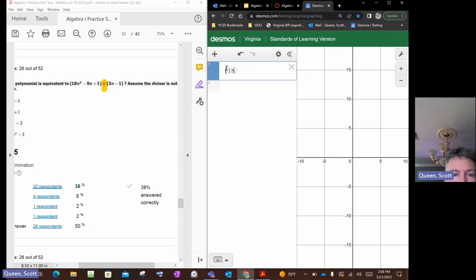All right, so 18n squared, minus 9n plus 1. Let's highlight everything and put it again. 3n minus 1. Okay, no graph. I see a slider. Don't fool with the slider. There's other ways to deal with this, but I'm a big fan of just changing to x. Change every n to x. There's my graph. 18x squared minus 9x plus 1 divided by 3x minus 1.